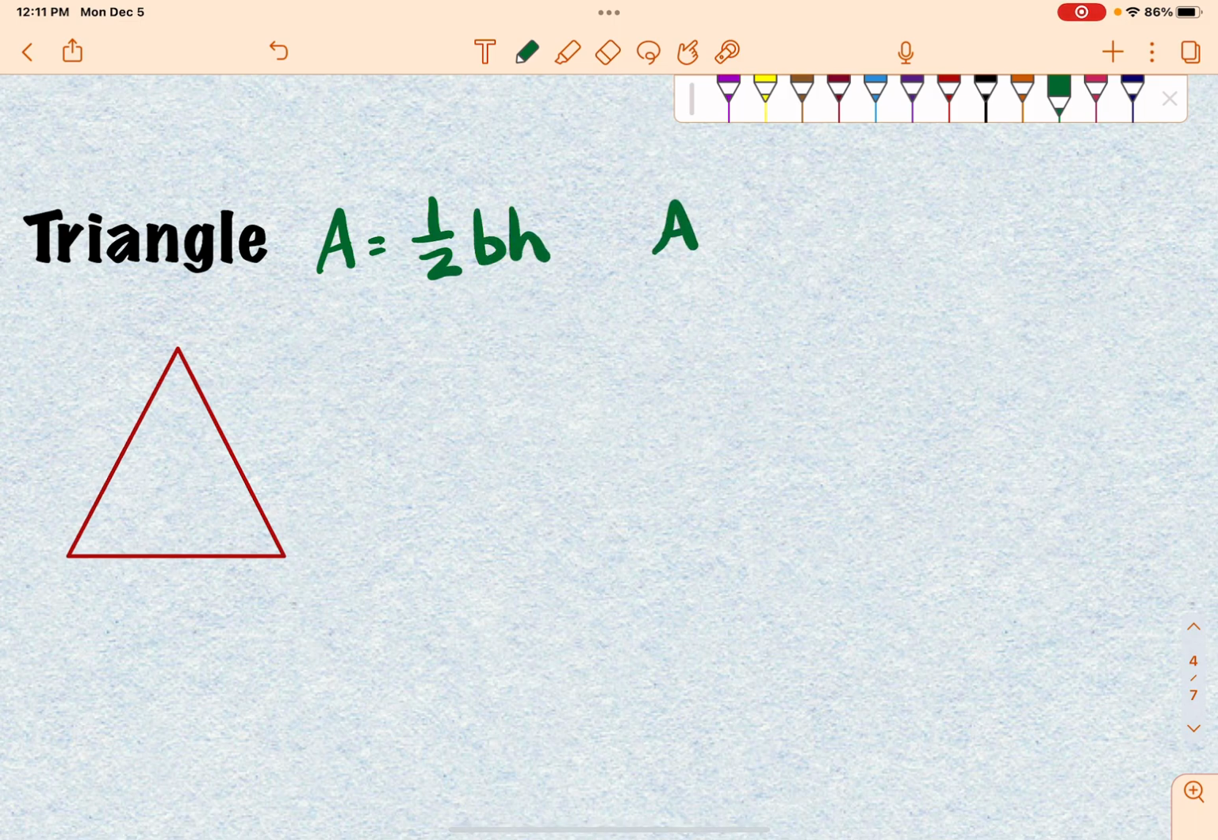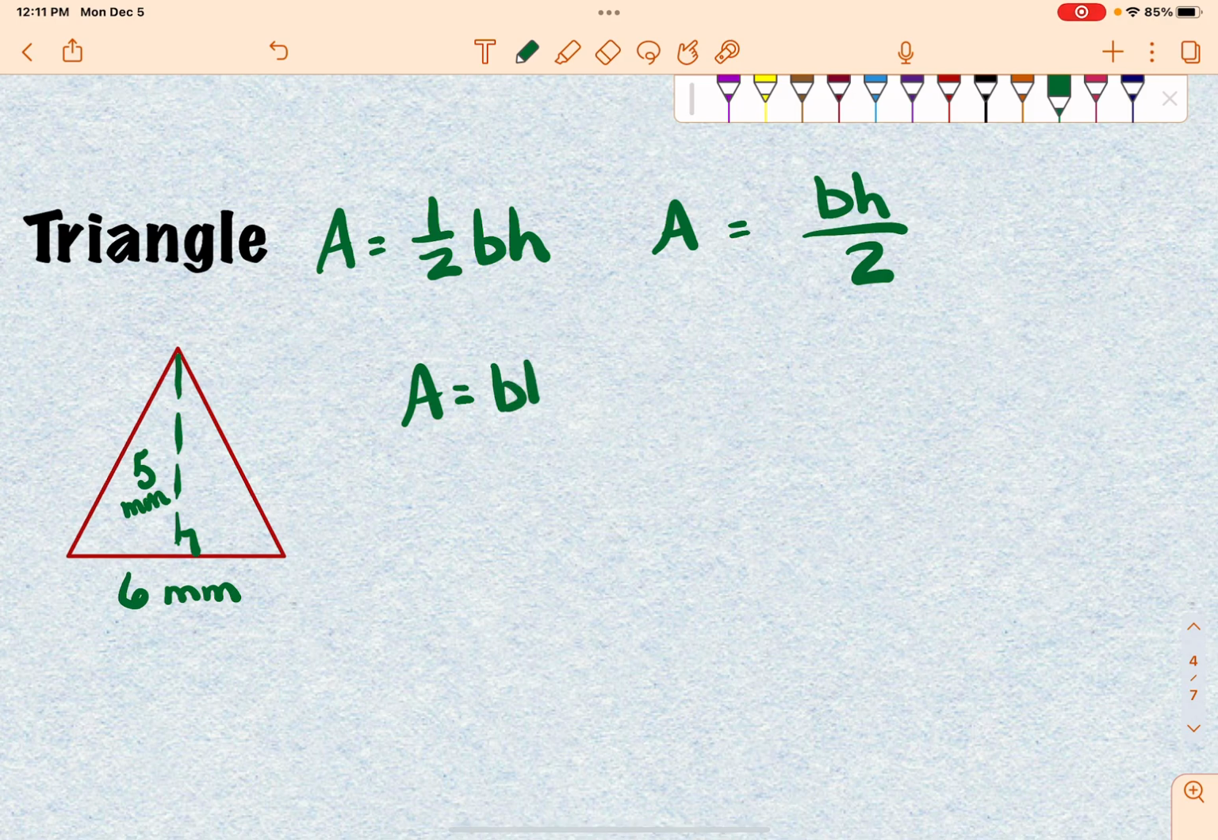Some people actually write it like this: base times height divided by 2. I actually think this one's easier, but you can use either one and it will come out the same. So if I have this triangle, the height is 5 millimeters, and then maybe the base is 6 millimeters. So to do my area, I'm going to use this formula just so you can see how this works. The base is 6, the height is 5, and divided by 2.